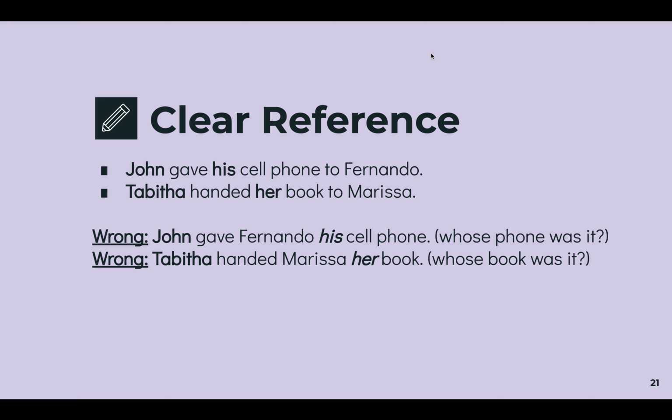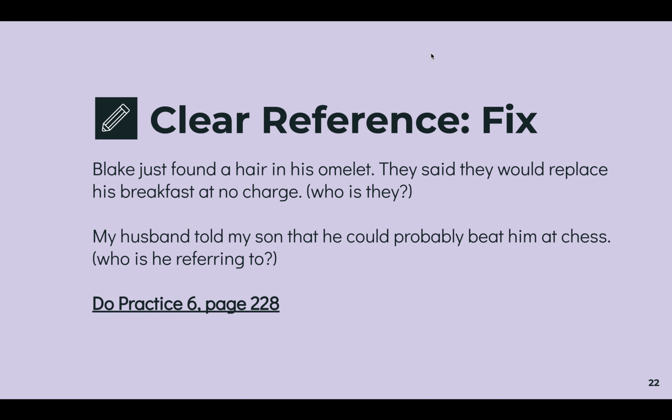Pardon me for my yawn. John gave his cell phone to Fernando. In that case, we know that it is actually John's cell phone because the pronoun is close to the word John, and it comes immediately after the verb. Tabitha handed her book to Marissa. That makes it clear that it is Tabitha's book. So make sure that you have a clear reference.